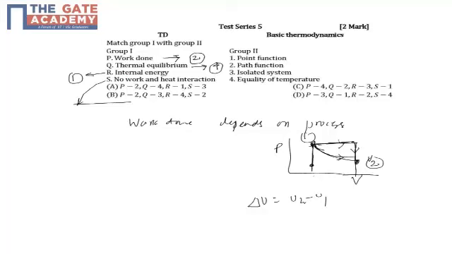Well, the leftover is an isolated system, and so no work and heat. An isolated system is the one which doesn't have any heat interaction and doesn't have any work interaction. So going by this, P should be 2, Q should be 4, R should be 1, and S should be 3. So A is the option.